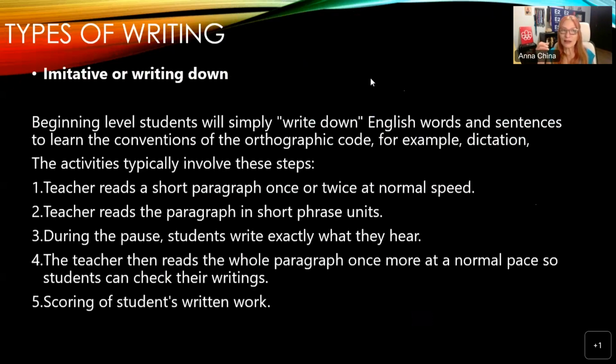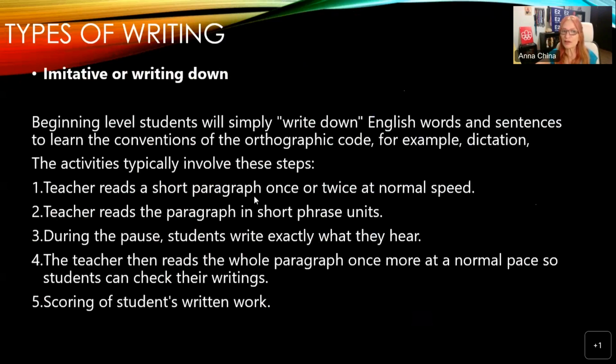So imitative, or writing down, this is a very good type of writing to apply and to work with beginners. So they simply write down words and sentences. Usually we're talking about a dictation. So the steps that involve, and remember with beginners, they really need this time. They need to process. Some of them are visual. Some of them are oral. They need to repeat. So that's why you have to include several different skills in one class and different activities.